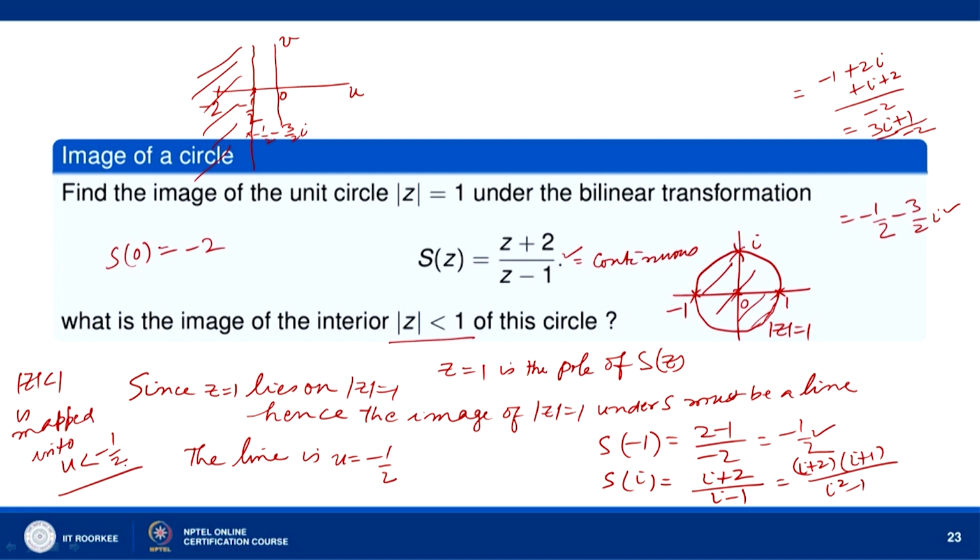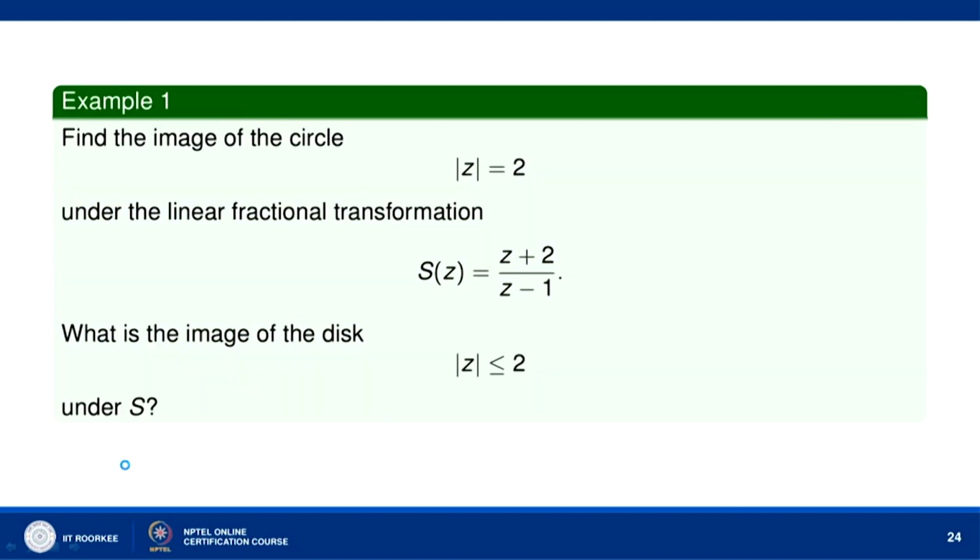This is example 1. Now, let us say example 2: find the image of the circle mod z equal to 2 under the same bilinear transformation we are taking. Now, here let us notice that the pole z equal to 1 does not lie on mod z equal to 2.